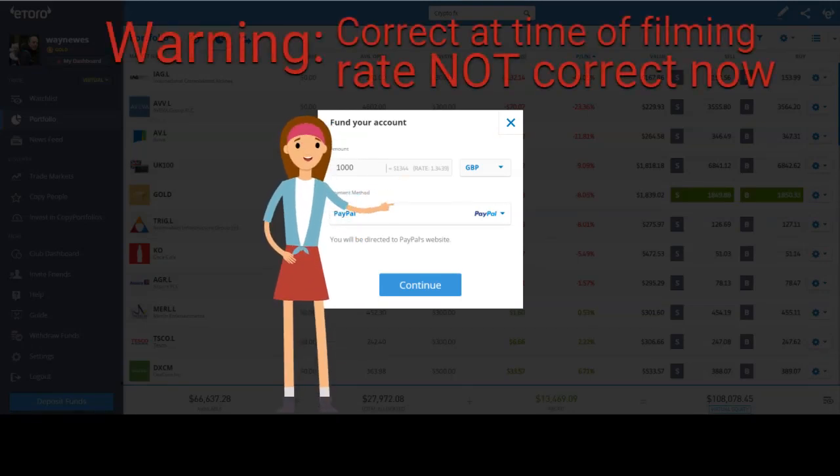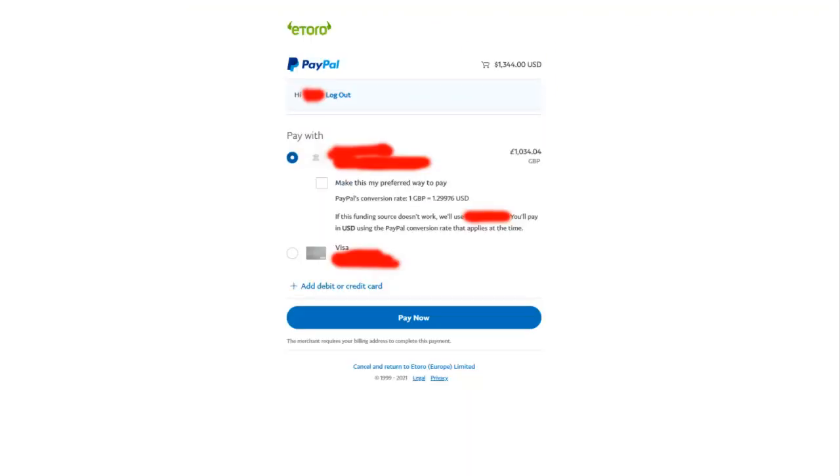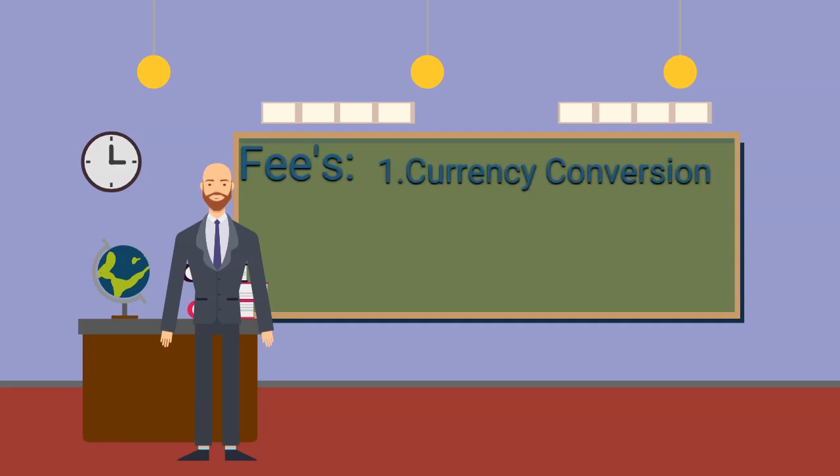So, for example, if you're from the UK and you had £1,000, you will get 1,344 US dollars at today's market rate. To put this into comparison, I went onto money.co.uk at the same time, and this would have only got me 1,327 US dollars in cash at their best option, which was the post office. And to add the same 1,344 US dollars to eToro, PayPal would have charged me £1,034.04, which is an extra £34.04. So this is the first fee that you have to pay with eToro. The currency conversion fee is not huge, but it does exist.